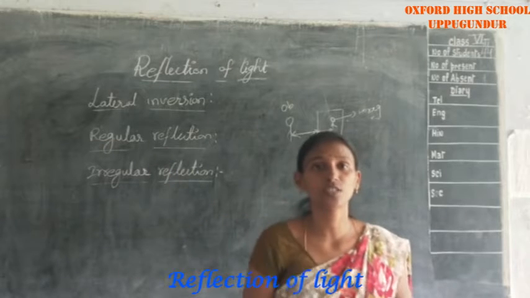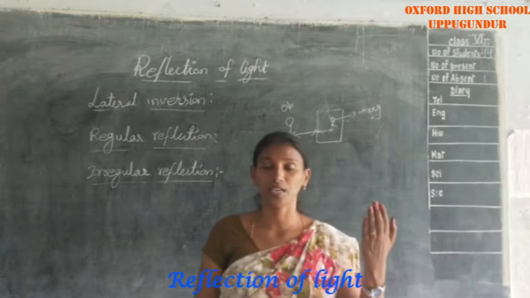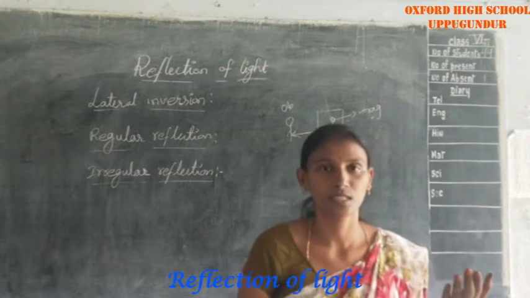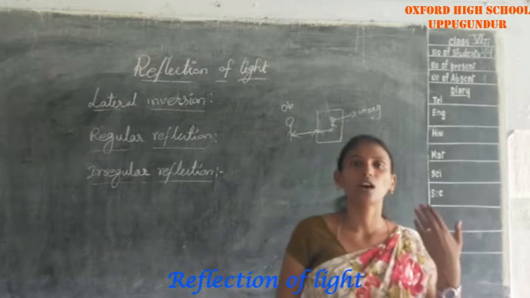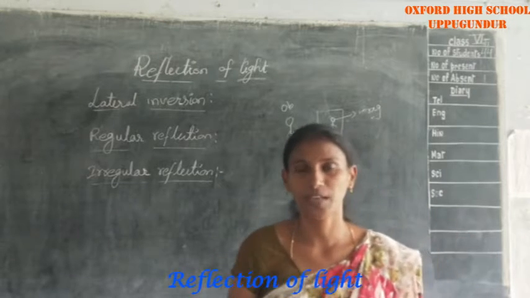Where is it observed? In your house or any place with a plane mirror. When you observe the plane mirror, a clear image is formed, in the plane mirror only.